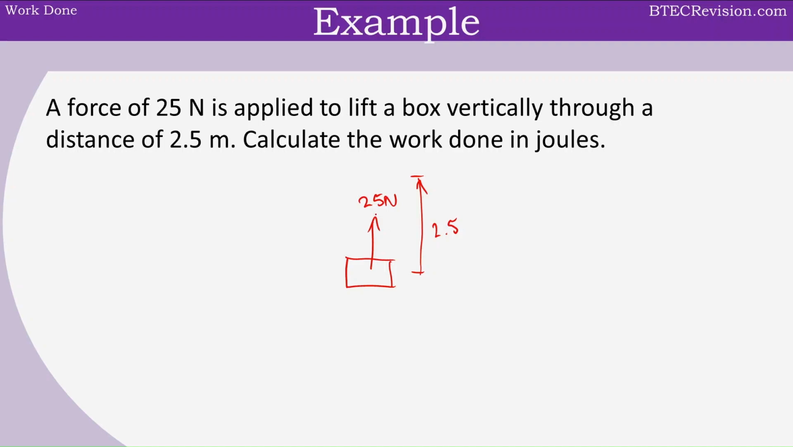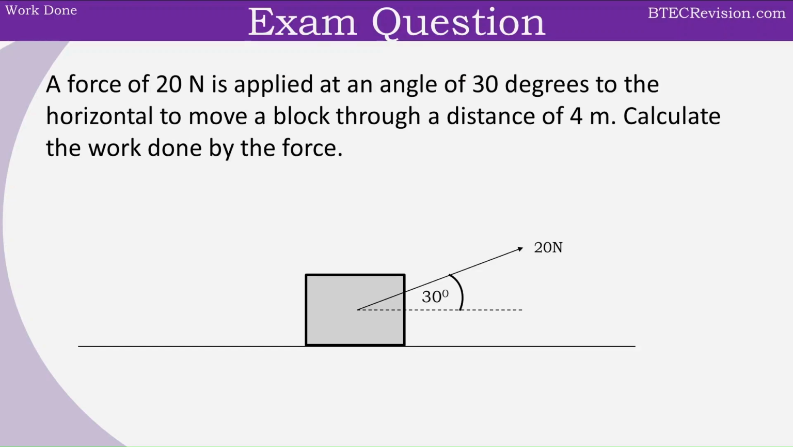And as you can see, the force and the direction of the distance moved are in the same direction. So they're parallel. So we can use this equation. Work done equals force times distance. We can plug in our values. 25 times 2.5, which gives us a value of 62.5 joules. Now pause the video here and attempt this exam question.